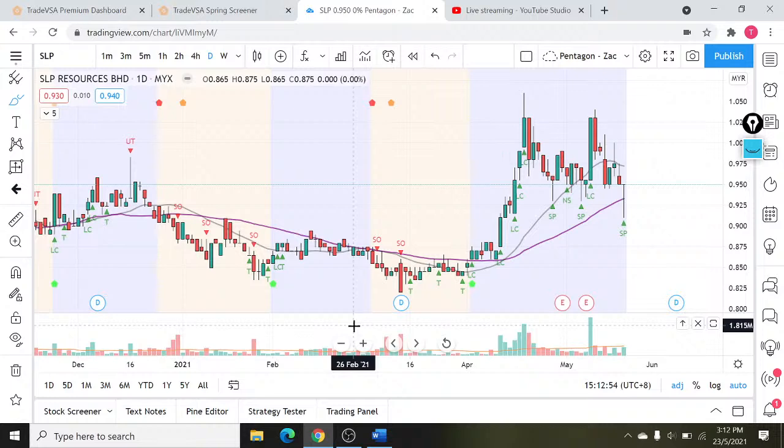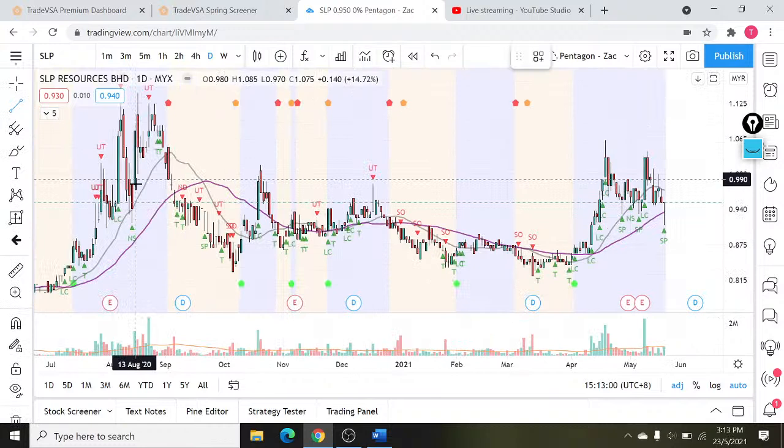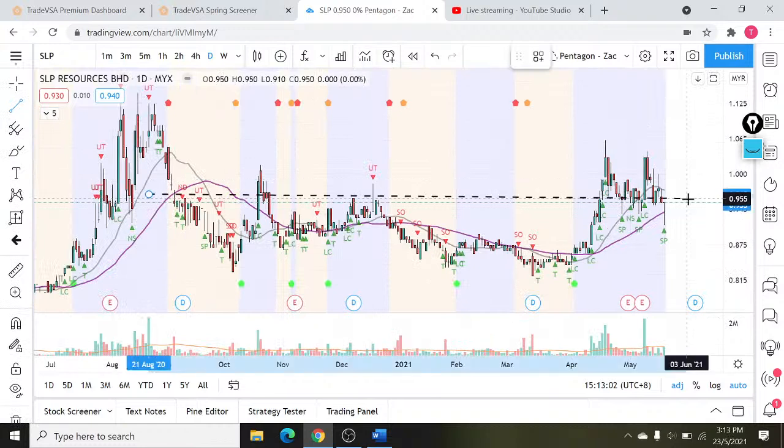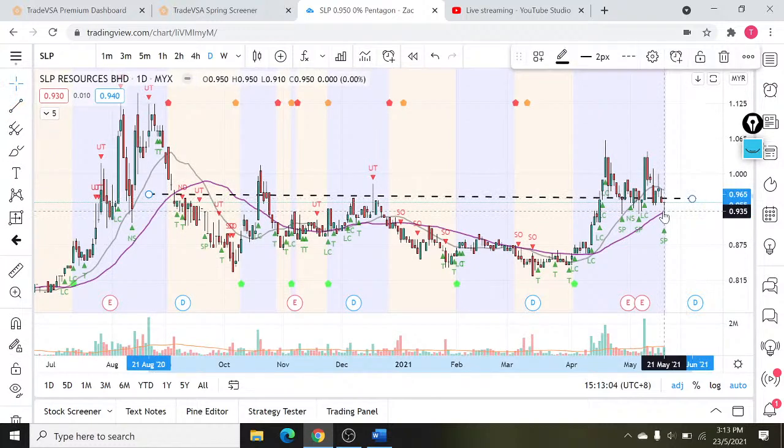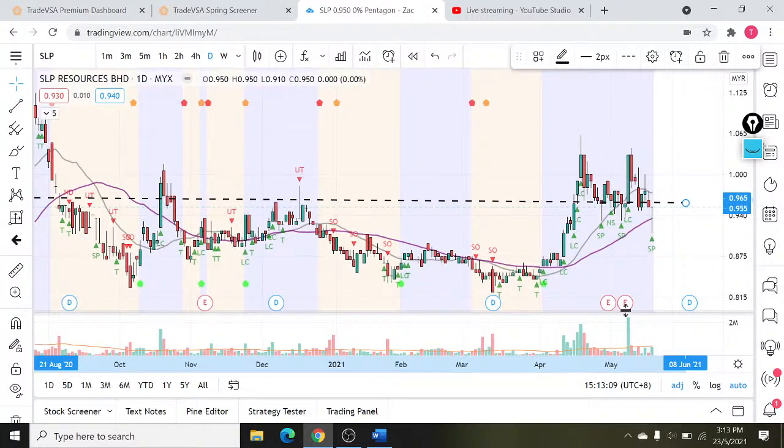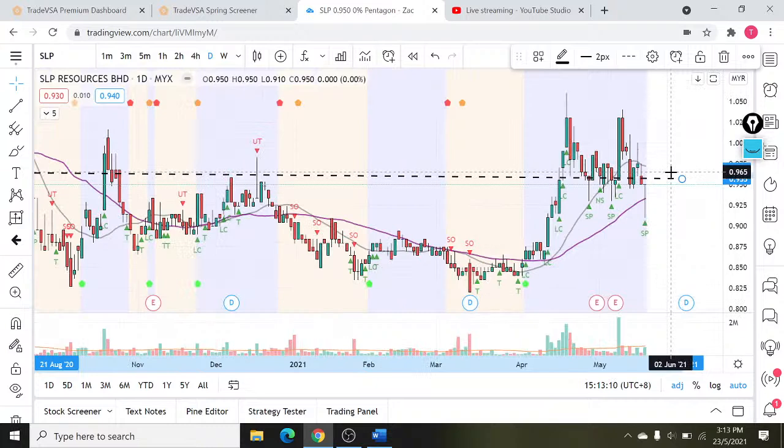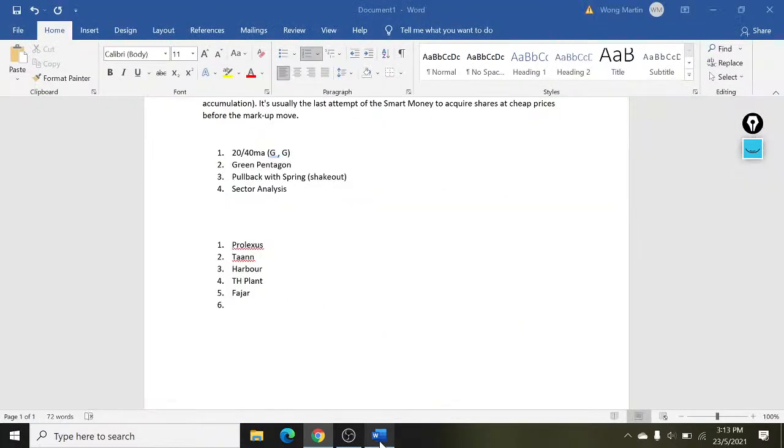All right, Alvin also asked about one at 10. So this is one of those that I think is forming like a shakeout. Currently holding well on the 20 and 40 MAs very nicely, a very good spring. Again, not sure, but you can put your alert first and monitor for a few more days.